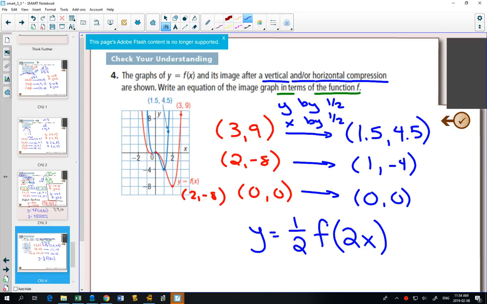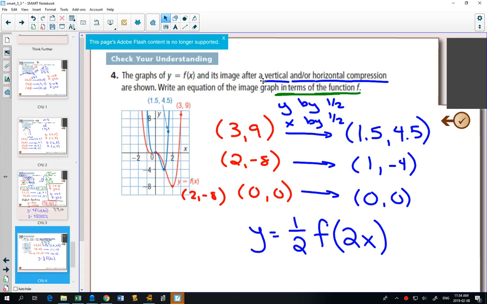So whenever an equation says, and you will get this quite often, in terms of, sometimes it says in terms of f, then you need to have the function f on your right-hand side somewhere. Sometimes it just says in terms of x. Then they want the actual equation just with x's. So this is the best way to do this question.